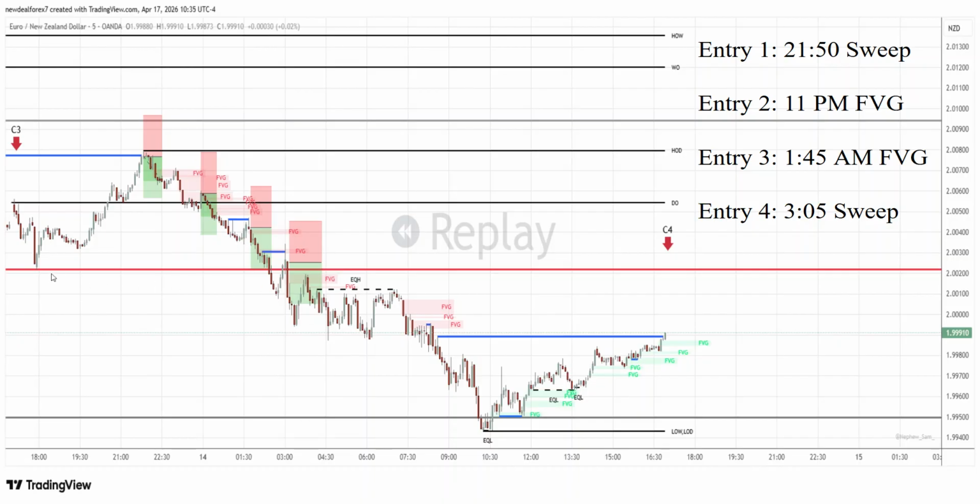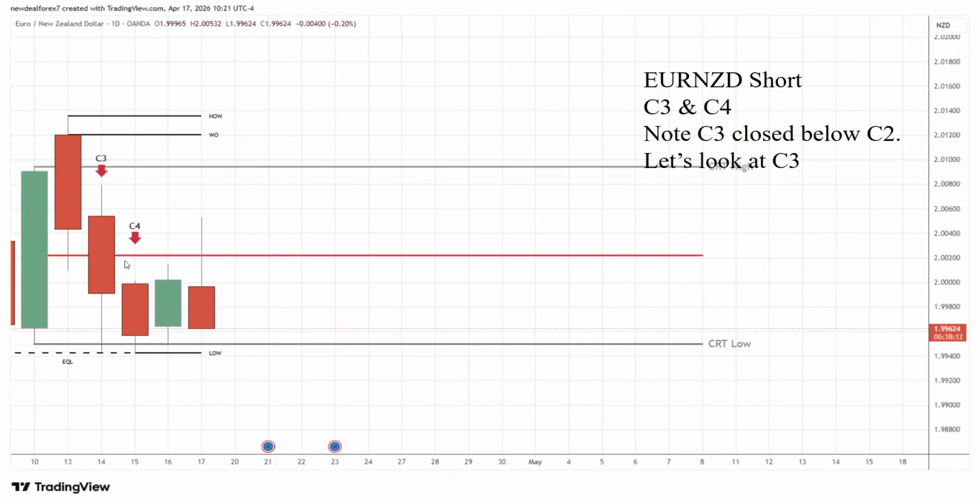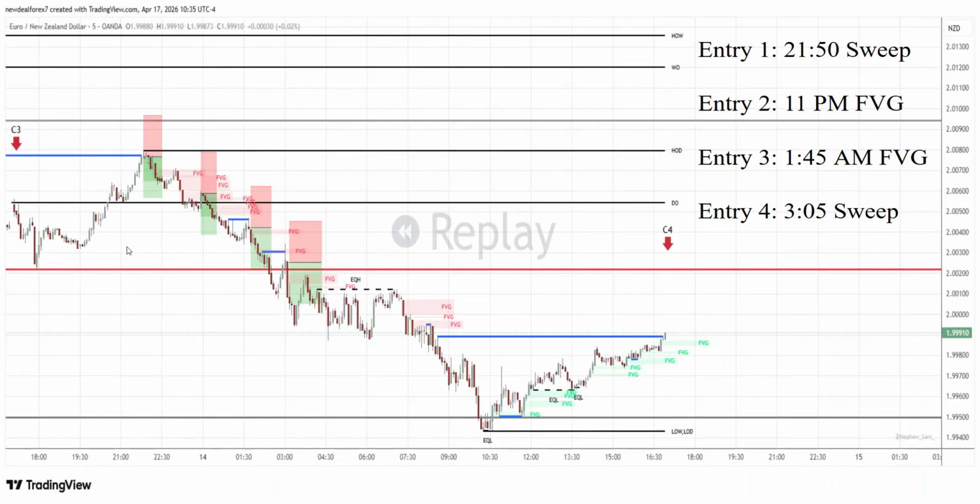Also, keep in mind, it's above the red line, which is the middle of the CRT. This is the middle of candle 1. So I'll try to put all the entries above this line. Okay, above this red line here. That's candle 1 high, candle 1 low, and the middle. So I want all my entries above the middle, at least for candle 3. Candle 4 is a little different. But those are the 4 entries for that one.